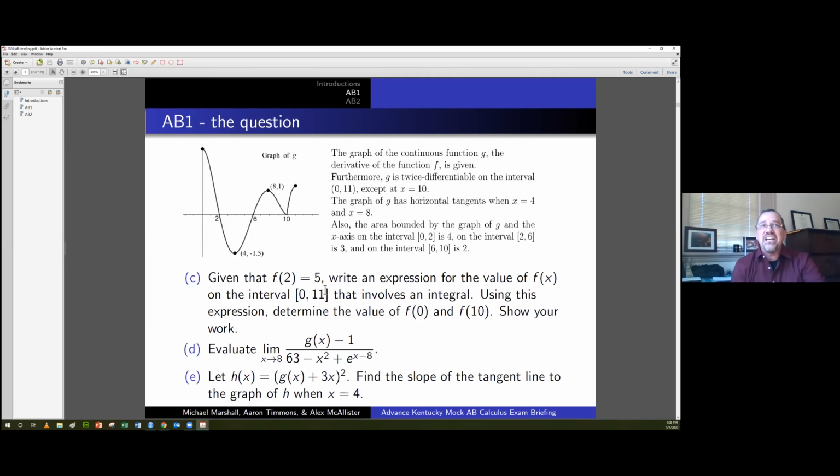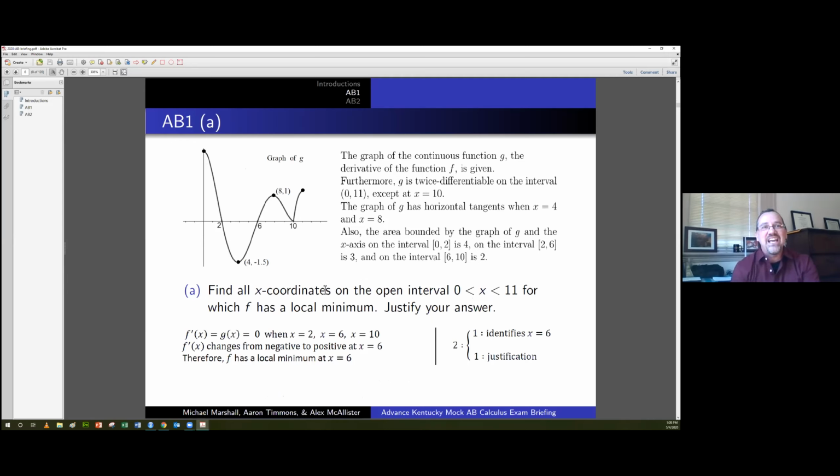All right, so let's go ahead and dive into AB1, where there's a scoring guideline. We made the guess that if we've got 60% on the first question and 40% on the second question, we're going to get 15 points in the first question and 10 points in the second. Maybe that'll happen, maybe it won't, but that was how we thought about setting up, walking through these five different parts of this question. So part A, we gave it 2 points.